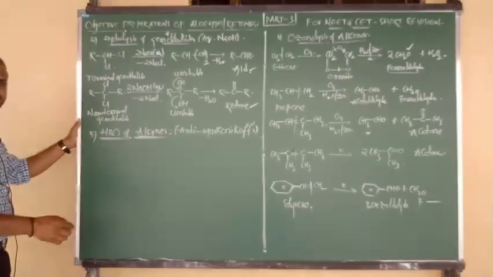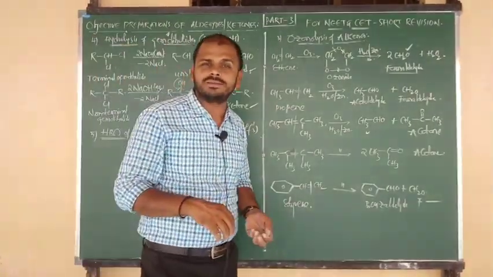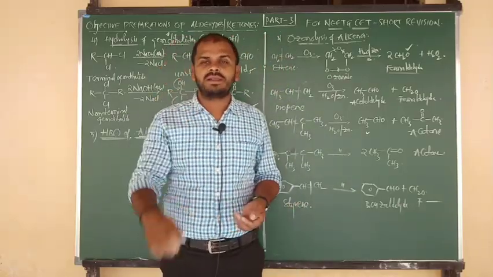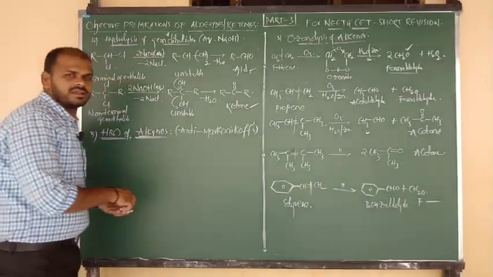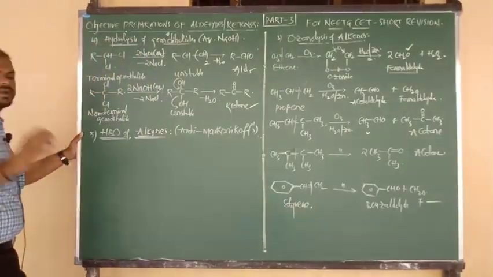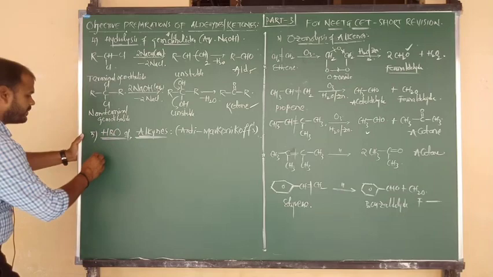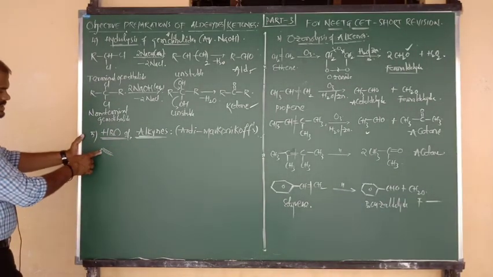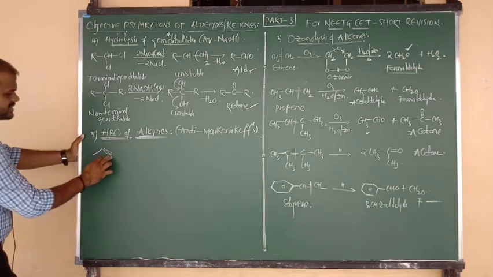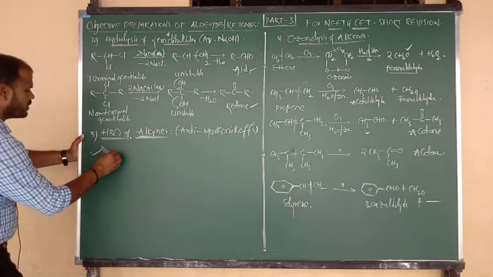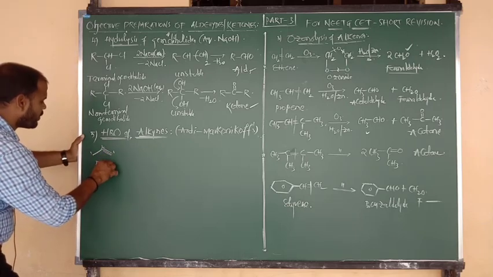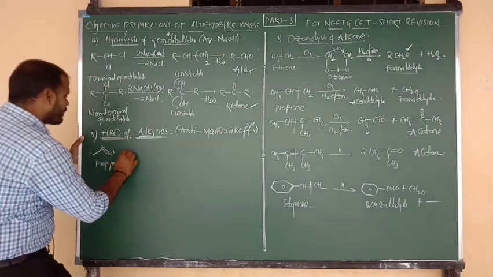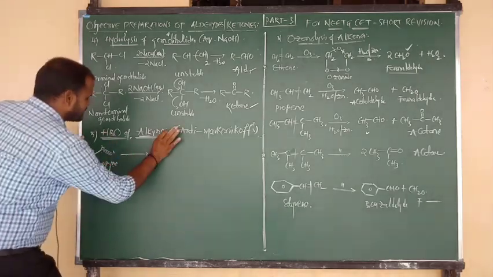Hydroboration oxidation of alkynes. Again, we can consider 2 types of alkynes: symmetrical alkyne, and unsymmetrical alkyne. Now I am going to consider a terminal alkyne, like CH3 bonded to C triple bond CH. So this is a terminal alkyne. 1 carbon, 2 carbon, 3 carbon. What is the name of this compound? Propyne. 3 carbons give prop, and the triple bond is yne. Propyne undergoes the HBO reaction.